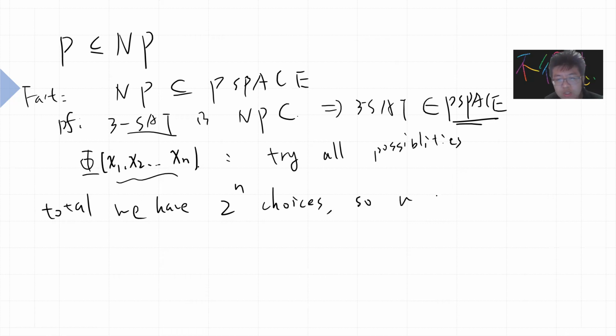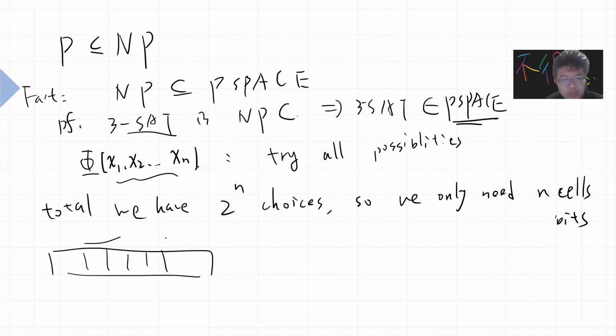So we only need n cells, right? Because each cell, or each bit, can be 0 or 1. It's very simple: I can create n bits, and I create another bit for a record, and I just run every one of the 2^n choices. For each choice, I only need poly(n) time to decide whether it's 0 or 1. If it's 0, then I just write 0.